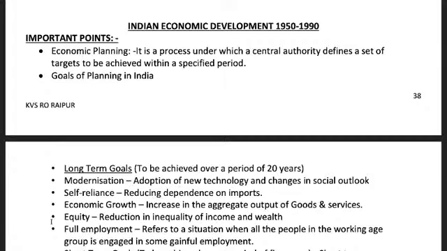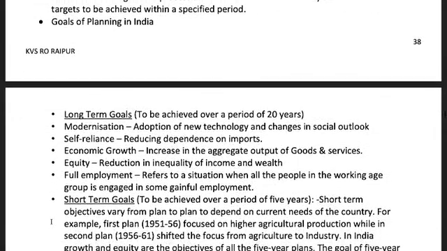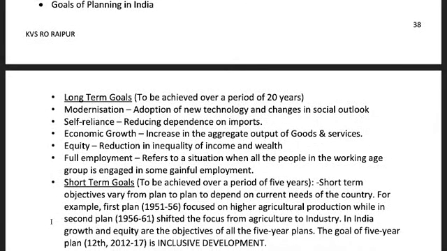Full employment refers to a situation when all the people in the working age group are engaged in some gainful employment. Short-term goals are to be achieved over a period of 5 years. Short-term objectives vary from plan to plan depending on the current needs of the country.